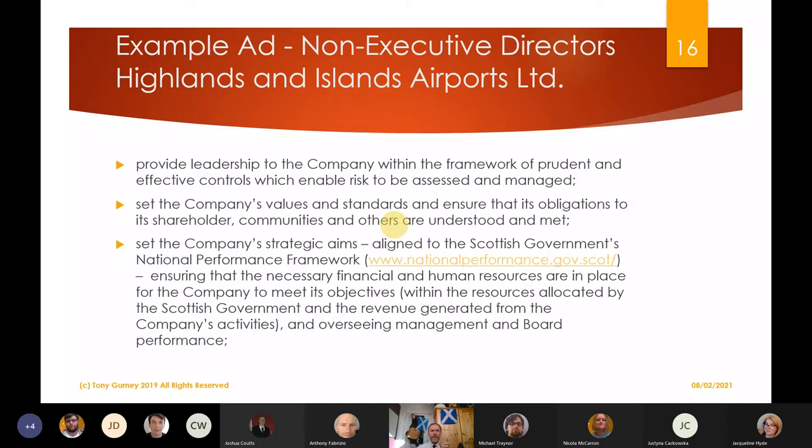Set the strategic aims, but taking into account the wider, I've forgotten the word. It must be a Monday morning thing. Taking into account everything that affects that strategy, including the Scottish Government's National Performance Framework. Because, of course, it's owned by the government, so you have to take account of government rules. And make sure that it's run properly. The fancy phrase is the necessary financial and human resources. Do you have money and do you have people to do this?